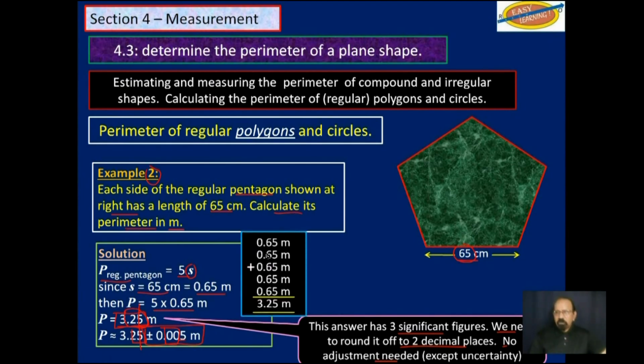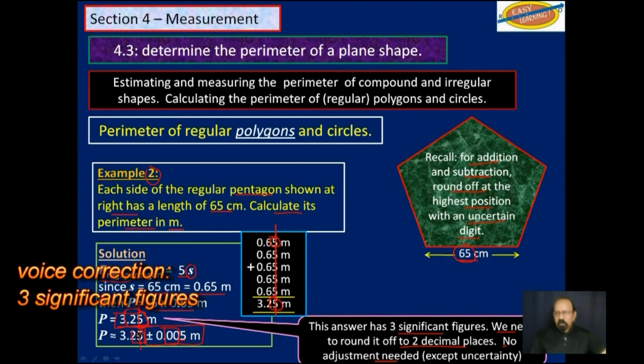Now, just to make sure you understand that, the highest position where we have an uncertain digit is this 100 position. And so recall that for addition and subtraction, you round off at the highest position with an uncertain digit. In this case, all of them have the uncertain digit in the same position. So we round off at this 5, which is 3 decimal places, which doesn't really matter in this case. What matters is that that is the highest position with an uncertain digit.